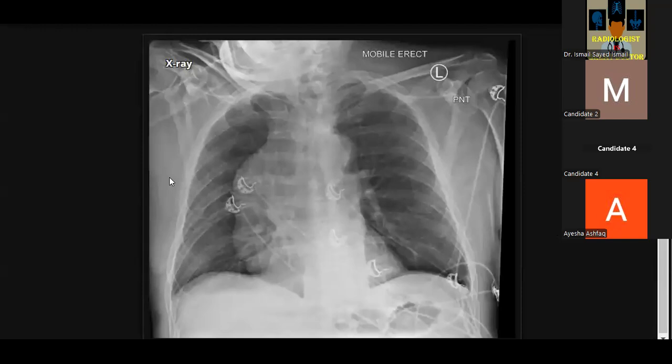Everything you said is correct. I have some comment on the air fluid level. Air fluid level can be seen with a mediastinal lesion, yes. It can be seen at the base of the neck. Do you have any idea about the nature of this lesion? A mediastinal lesion with air fluid level at the base of the neck? It could be a dilated esophagus or achalasia. Achalasia, dilated esophagus, anterior or posterior mediastinal differential.